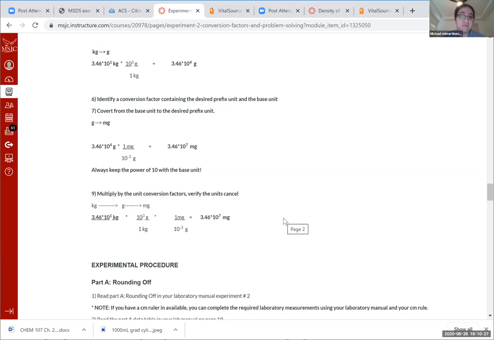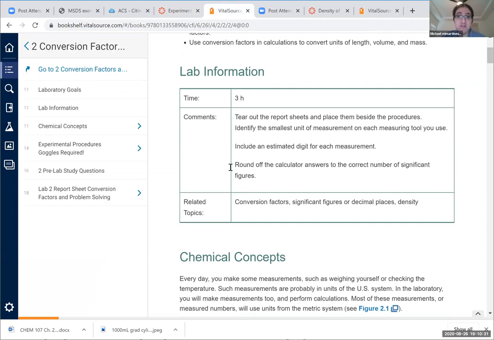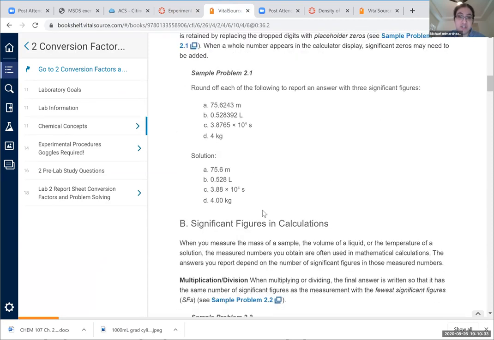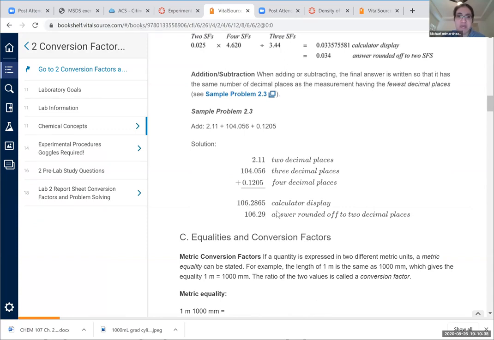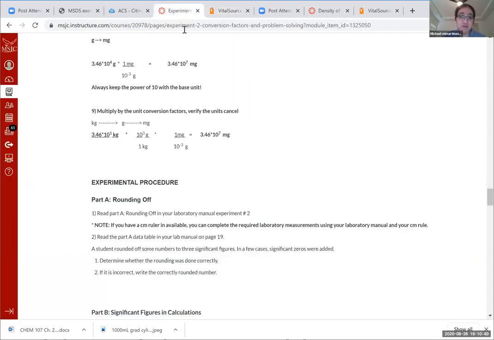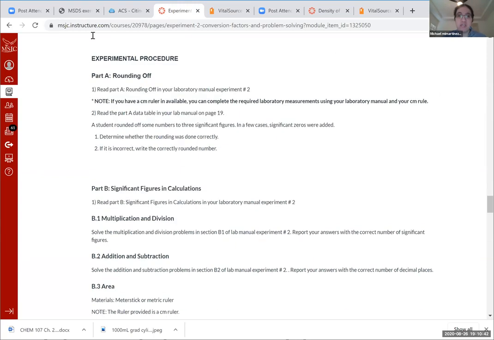So with the review out of the way, and there's additional review in the Lab 2 introduction, there are sample examples as well in the lab that I would recommend that you reference throughout this laboratory. We're going to be working on the experimental procedure.